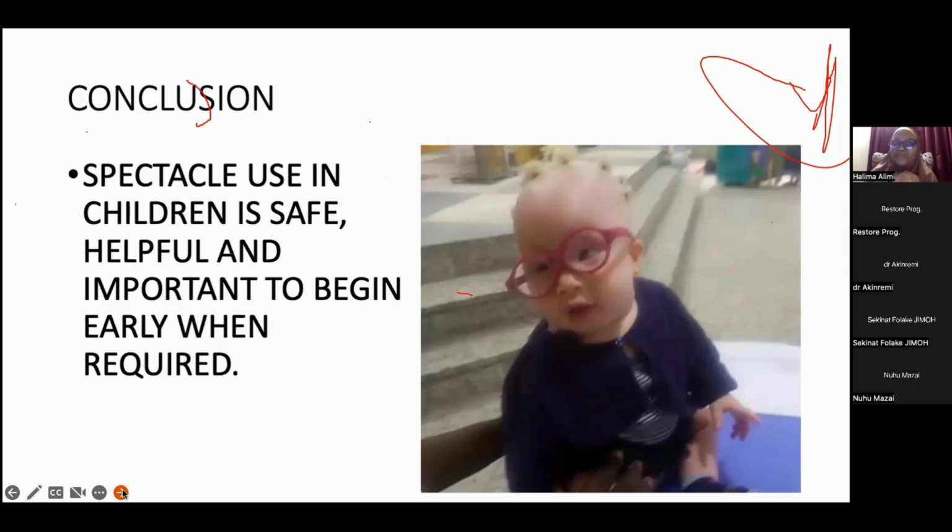So I will conclude by saying spectacle use in children is definitely safe. It is helpful, and it's important to begin early in life when it's required.